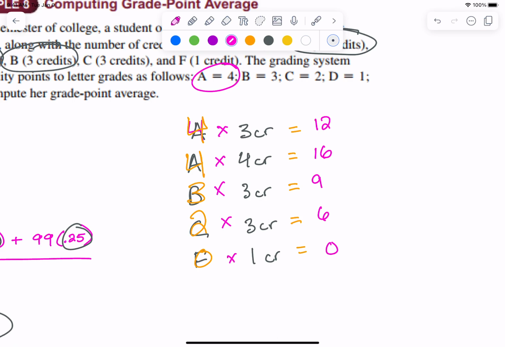Now what do you do with those numbers? Add them up. 12 plus 16 is 28, 37, 43. Yes, 43.